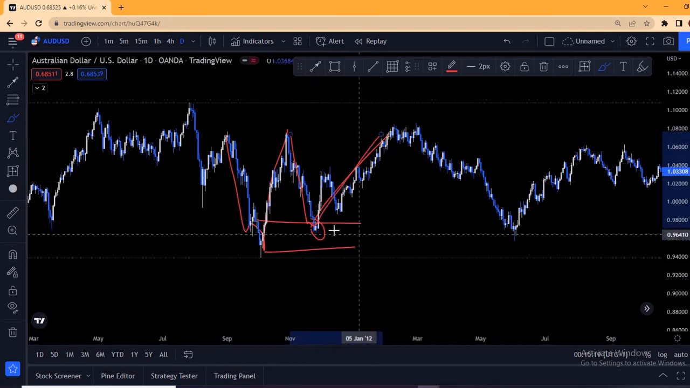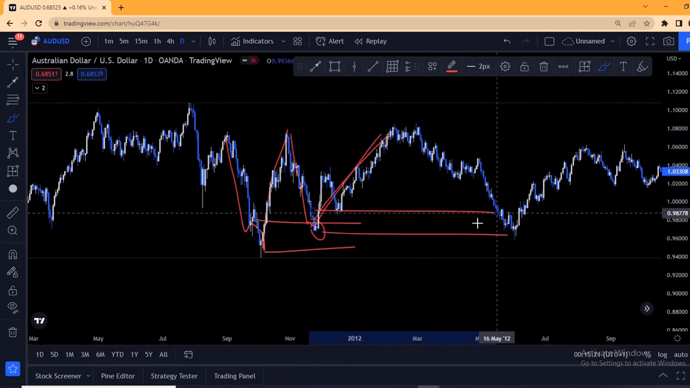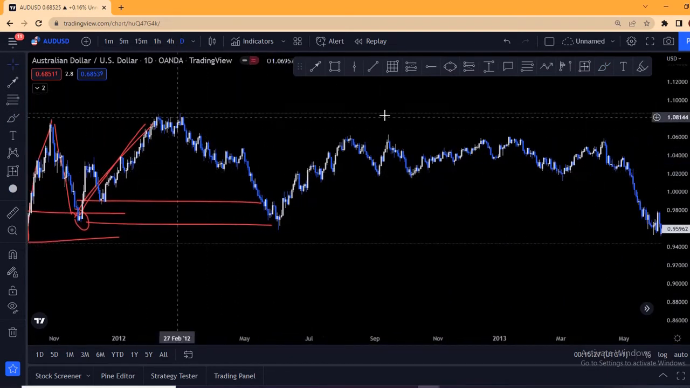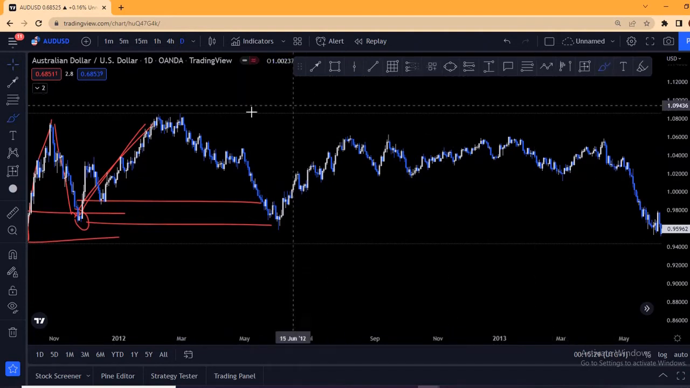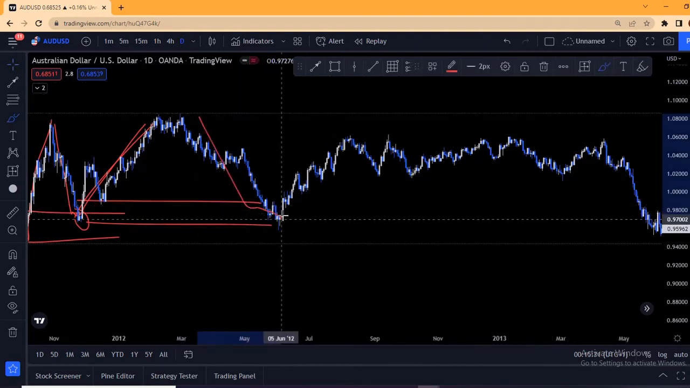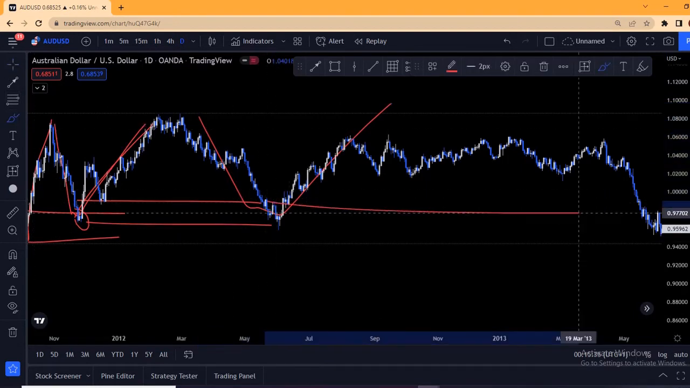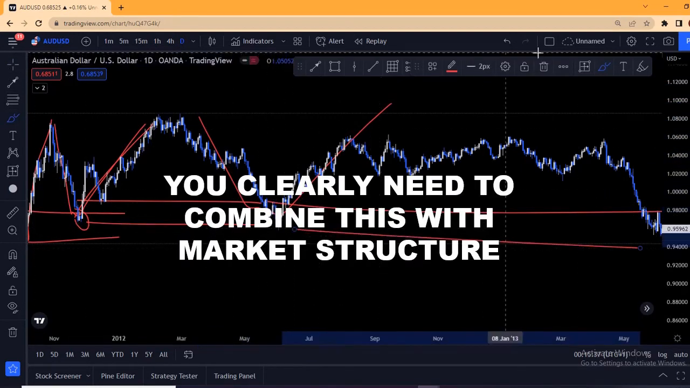So price has to do what? Come back to what? Fill it again. So that's how we'll keep on going till we break it. So we created another what? Drop, base, rally. So we have to come back and fill this again till we break the zone.